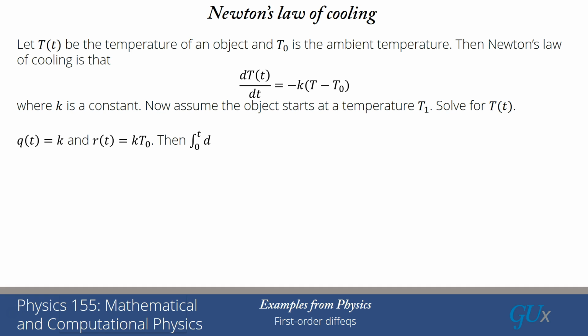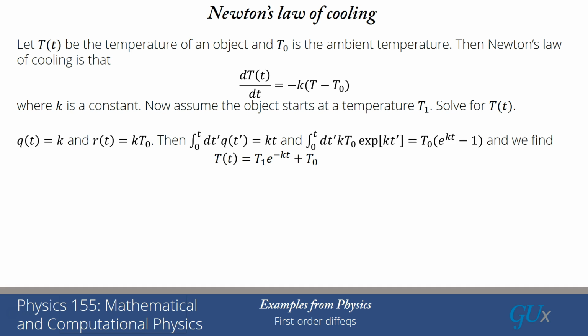Q of t in this case is equal to k, and R of t is equal to k times T0. So let's work out the integral from 0 to t dt' Q of t'. That's just kt. Then the integral from 0 to t dt' of kT0 times the exponential of kt'. This is essentially the integral we worked out on the first page. It's equal to T0 times (e to the kt minus 1). And what we find is T of t. Now I have a non-zero initial value, so I'm going to have that homogeneous solution as my first term, T1 e to the minus kt, plus T0 times (1 minus e to the minus kt).